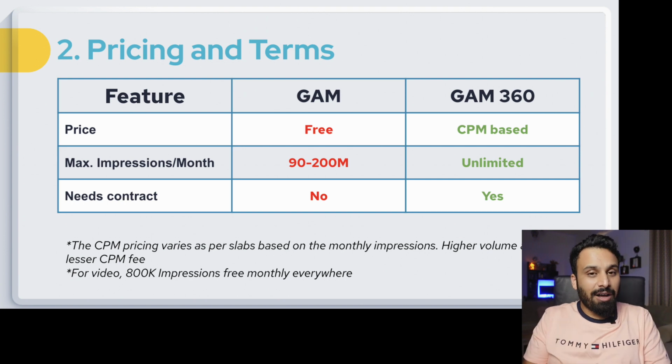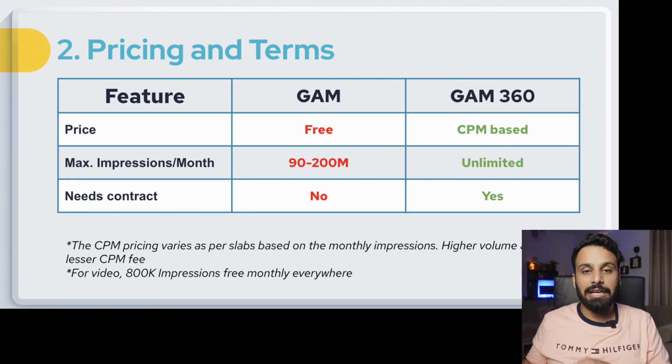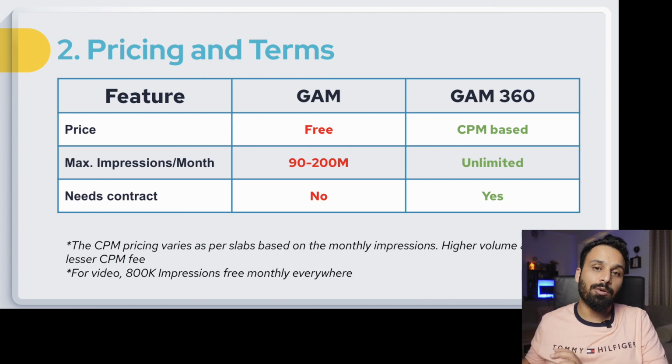Once a publisher crosses these limits, let's say in your country the display ad impression limit is 90 million, once you cross this limit in a month, Google will send you a notification that you have crossed the free limit. You will have to upgrade to Google Ad Manager 360. So that's how it works.